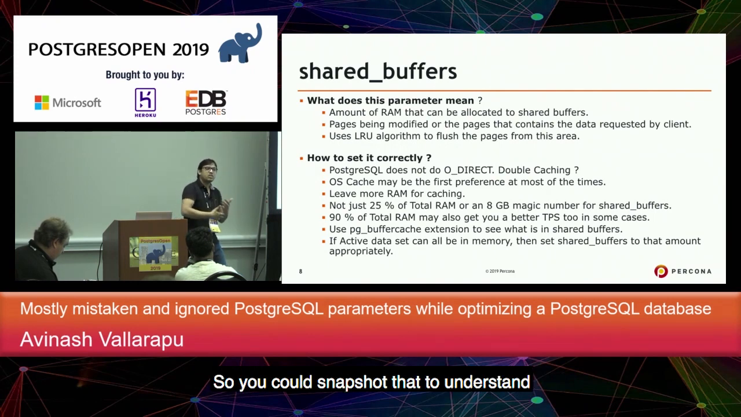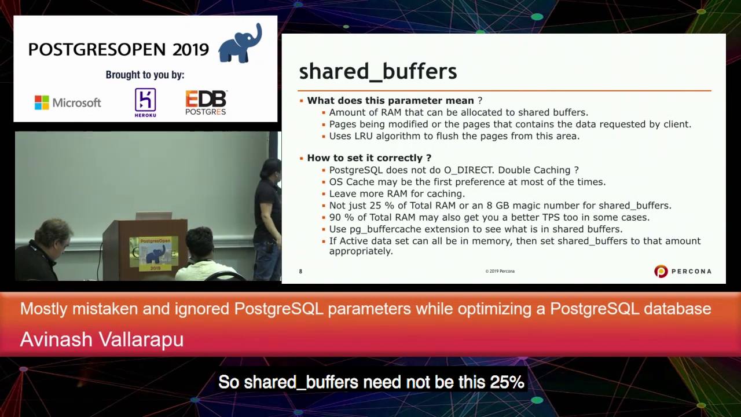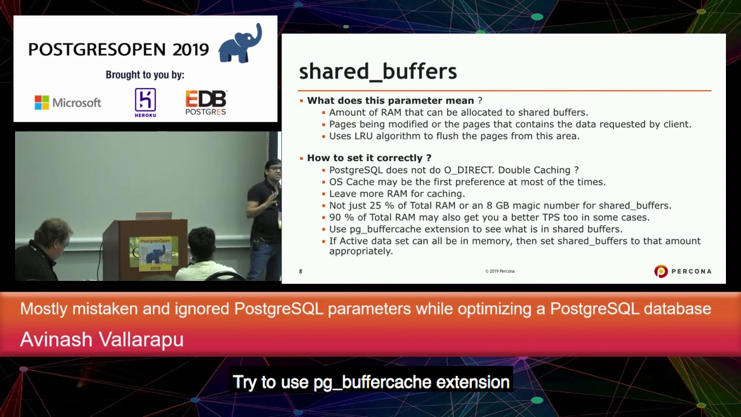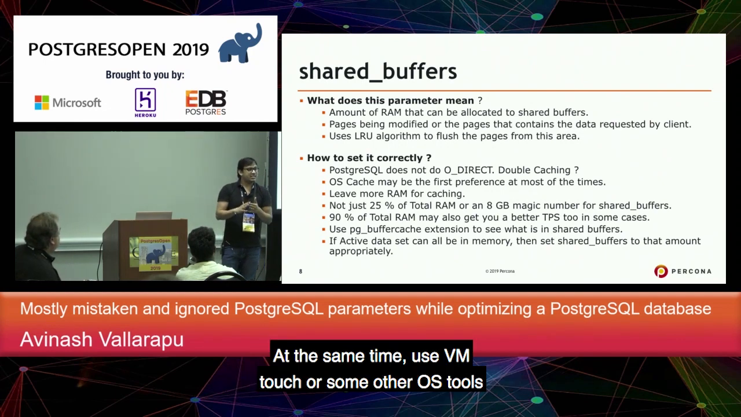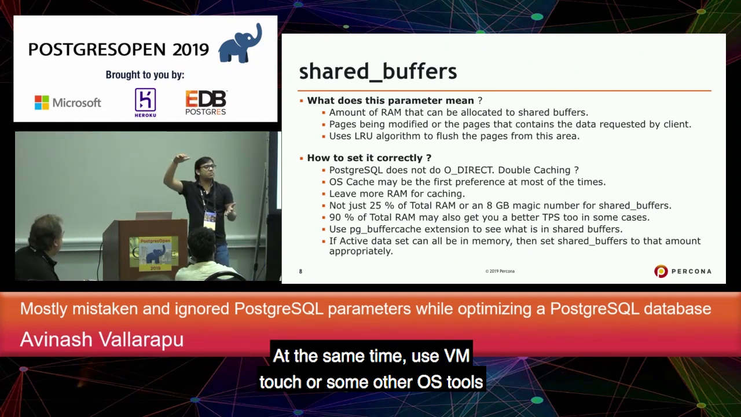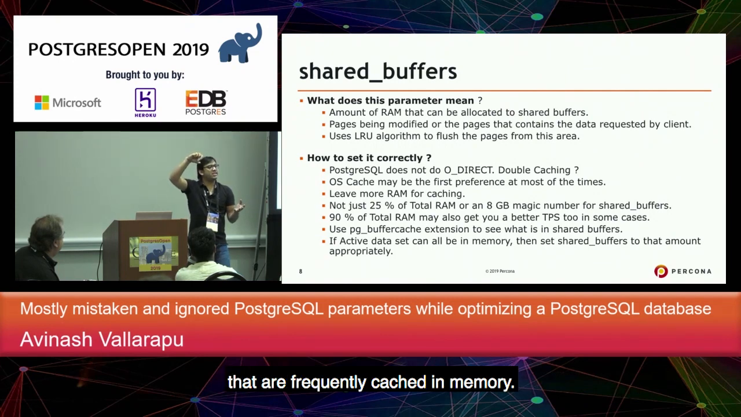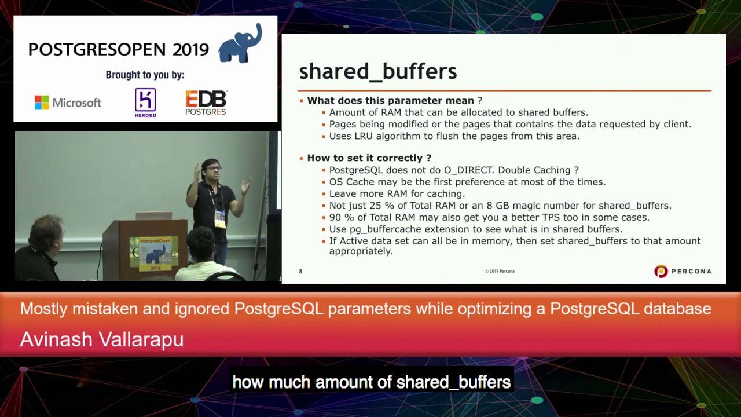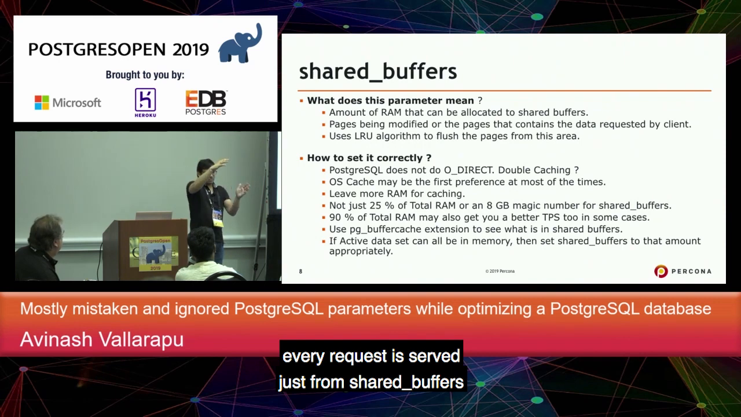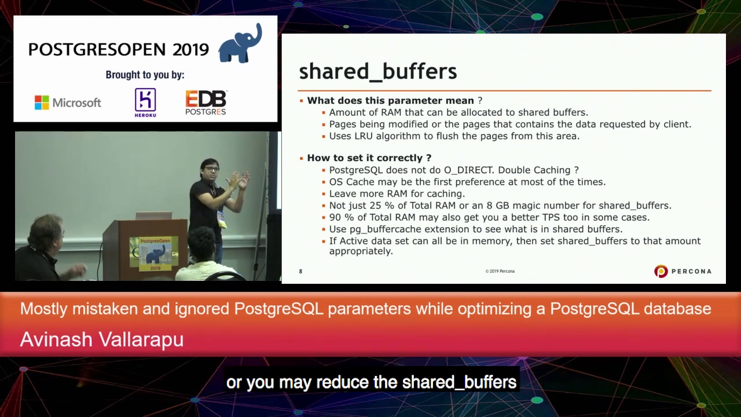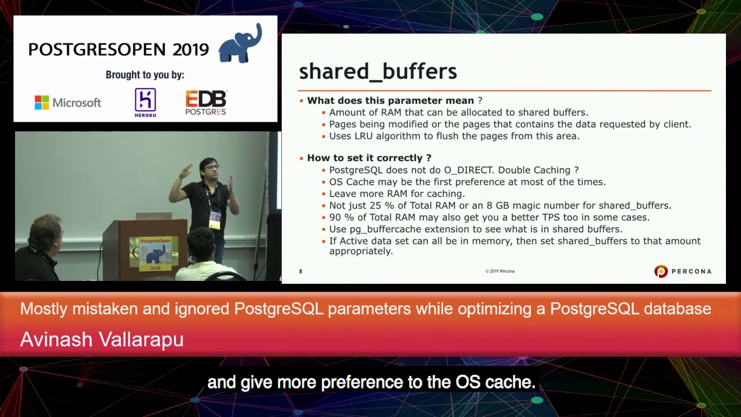So you could snapshot that to understand your hot or active data set, right? So shared buffers need not be this 25% or the 8 GB magic number all the time. Try to use the pg_buffercache extension and see what's in the shared buffers. At the same time, use vmtouch or some other OS tools to understand which files are frequently cached in memory. Then you could understand how much shared buffers can actually be allocated so that every request is served just from shared buffers. Or you may reduce the shared buffers and give more preference to the OS cache.